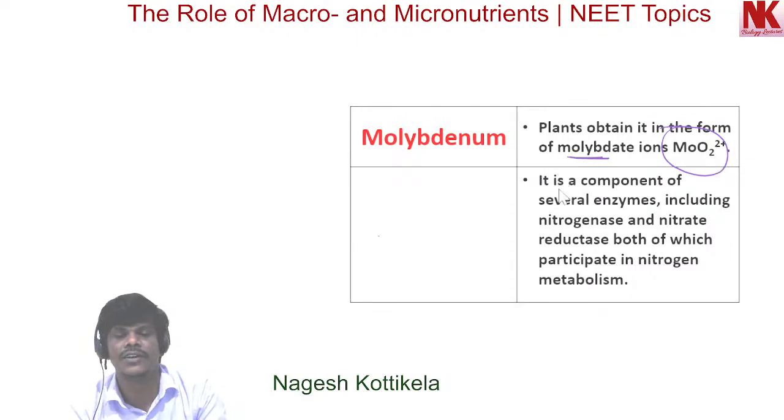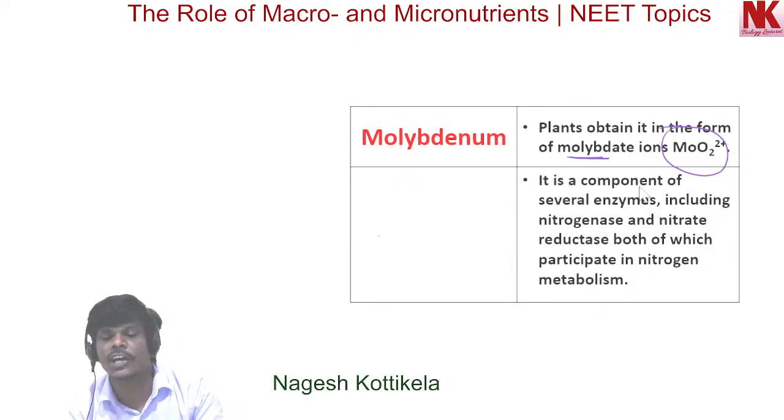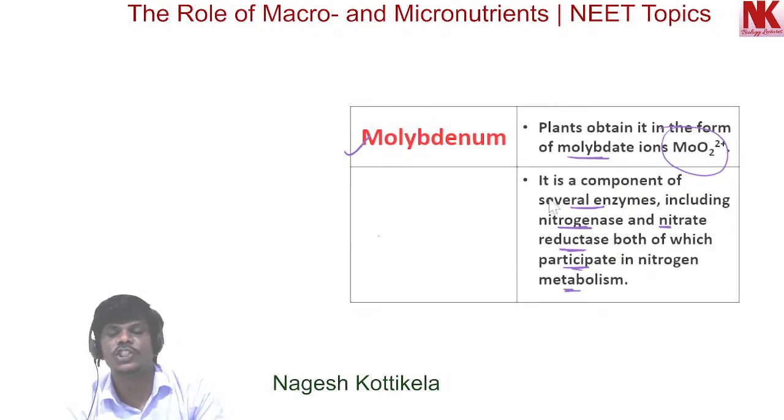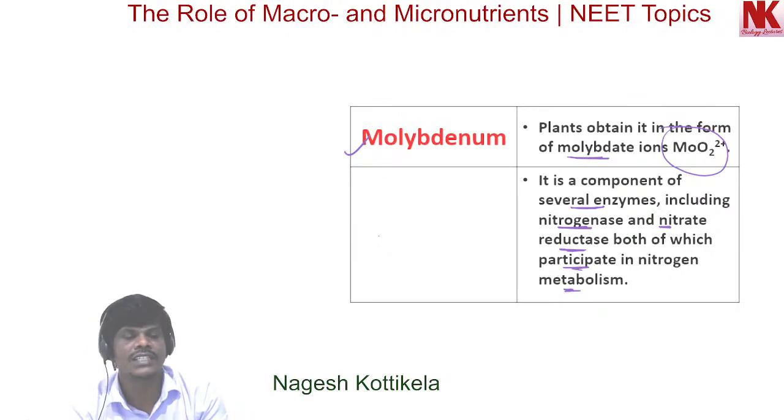Molybdate ions. It is a component of several enzymes, including nitrogenase and nitrate reductase, both of which participate in nitrogen metabolism. So molybdenum is required in the functioning of these enzymes, nitrogenase and nitrate reductase, which are participating in nitrogen metabolism. So this is about molybdenum.